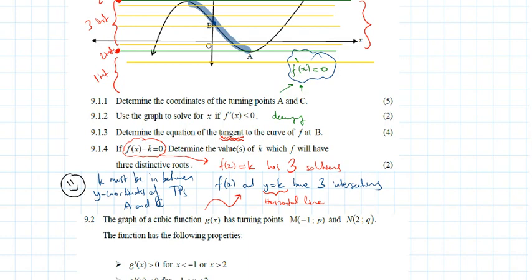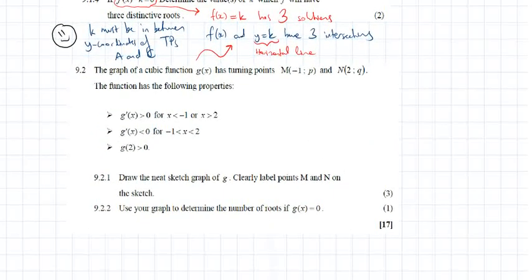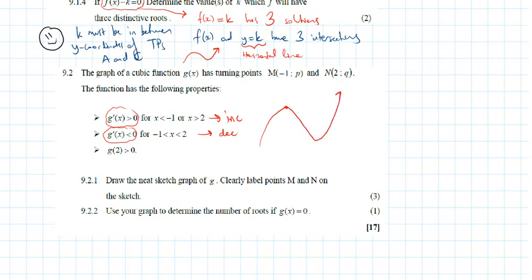All right, good. Now 9.2, it's another kind of a neat sketch. We have a graph of a cubic function, has turning points -1 and p, 2 and q. So what does this information say? Now that's increasing part because it's positive. That means when it is negative, in between it is decreasing. So this graph is again like increasing and decreasing and increasing graph. Okay, in between it is decreasing. So the shape will be like this.